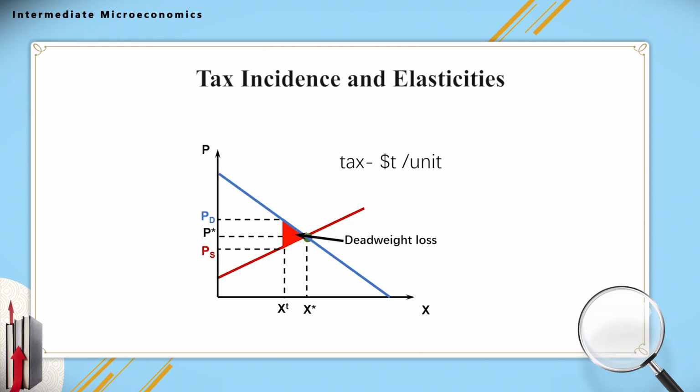Why does the tax cause a deadweight loss in total welfare? That's because the tax leads to a gap between the price paid by buyers and the price received by sellers. Then, some potential gains from trade cannot be realized. So the size of deadweight loss also depends on how the demand and the supply respond to the price change. That is, the price elasticities of demand and supply.